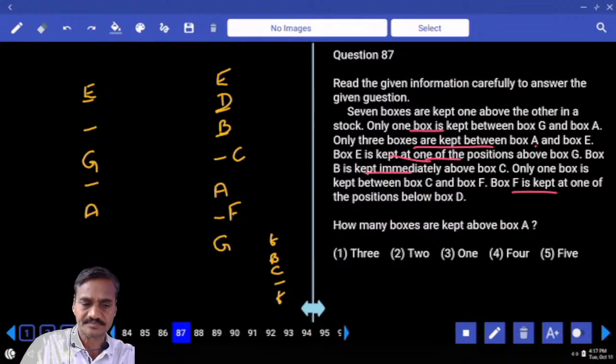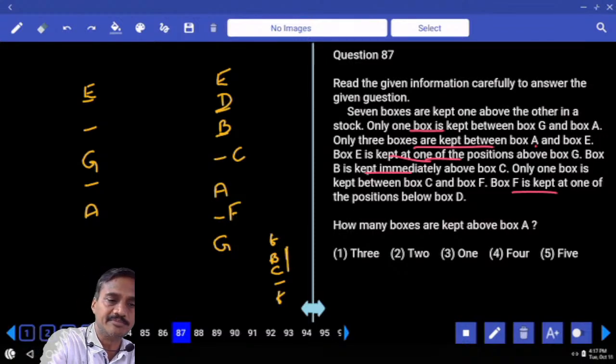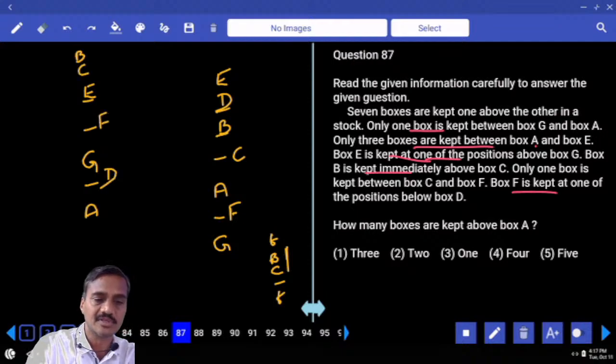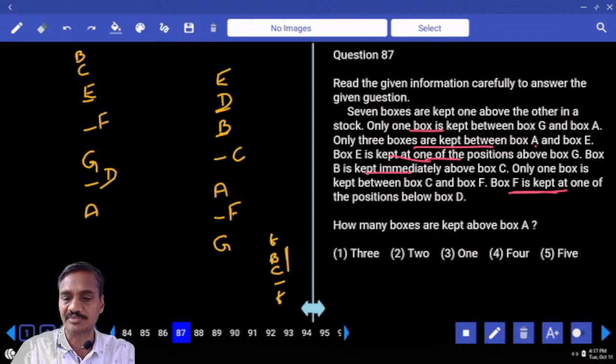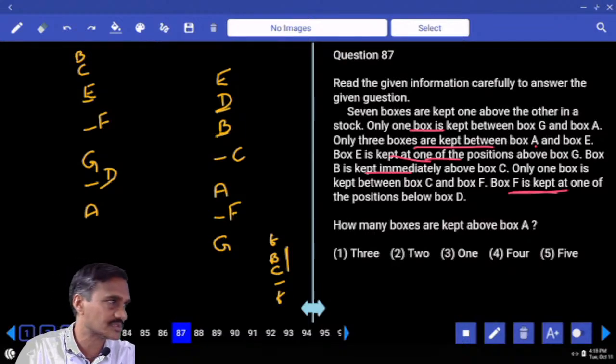Then, how should it be here, tell me? How will B and C be? B and C must be at the 2 places. Then F must come. Then D will be here. And the condition F is kept at one of the positions below D is false.